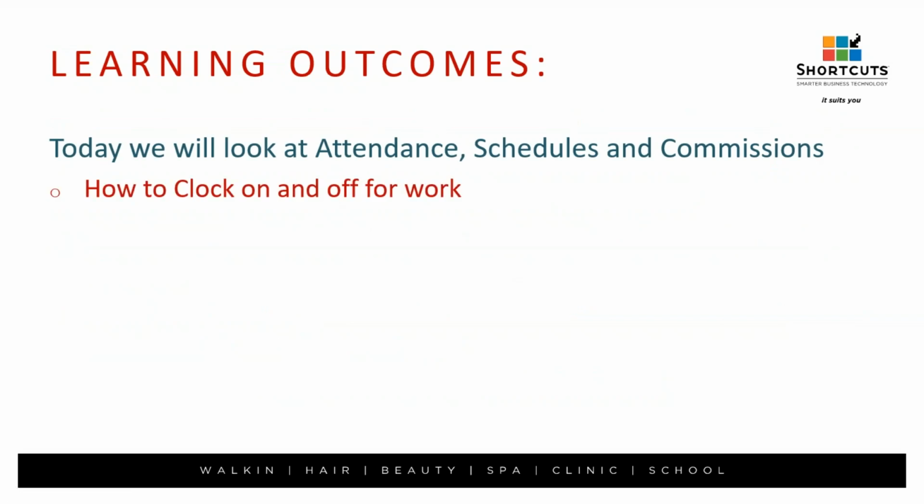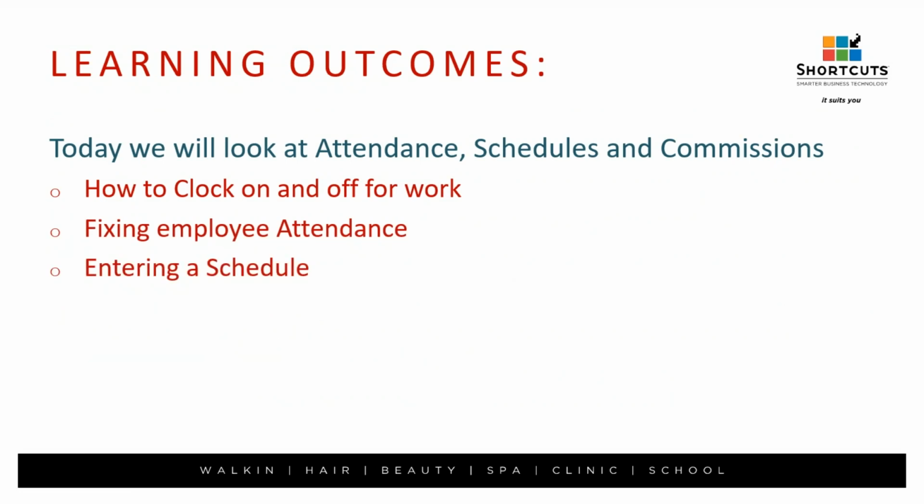So what is the hopeful outcome for today? We're going to look at these three things: attendance, schedules, and commissions. So how exactly does the staff clock in and out? How do you track their time? If an employee accidentally forgets to clock out or forgets to clock in, how do you fix that attendance? If you have a staff that more or less stays to their same schedule, whether it's the schedule for a month or a few months or even a year, how do you put that into shortcuts? And of course, setting up a commission.